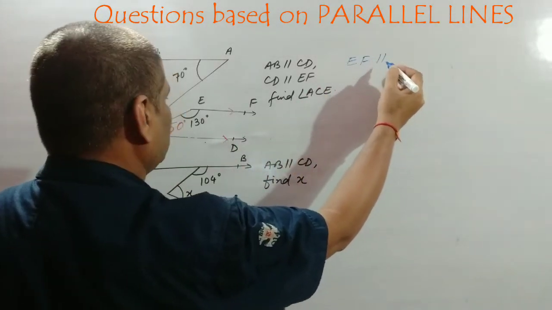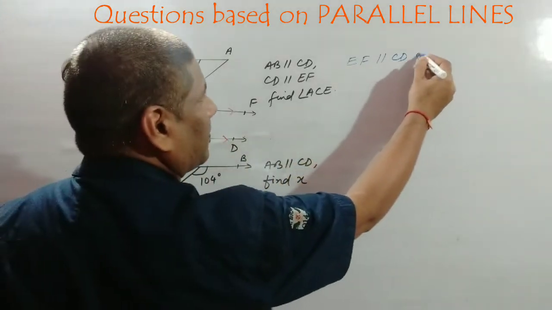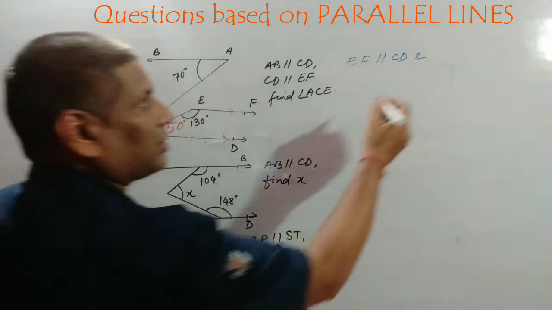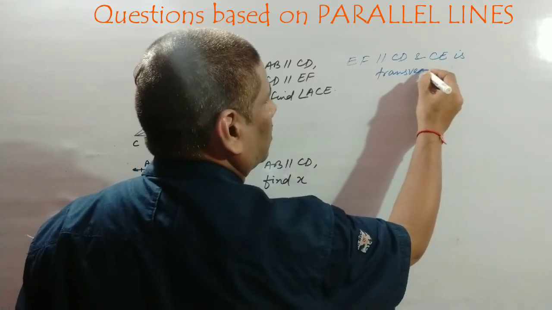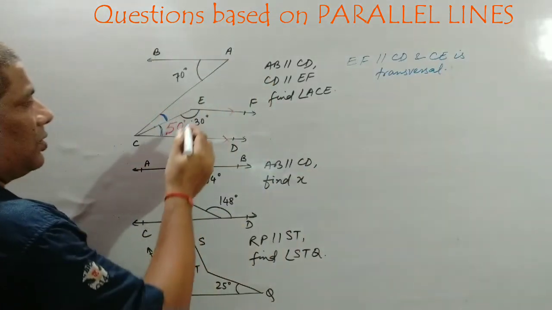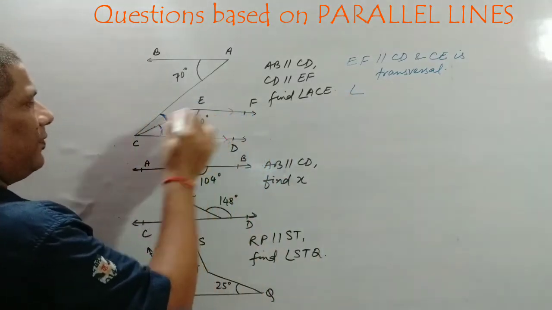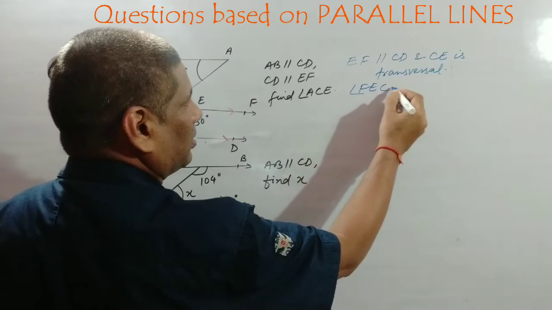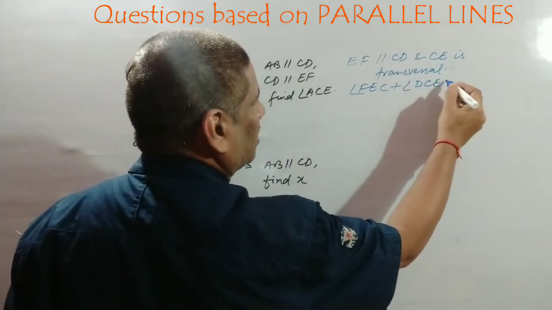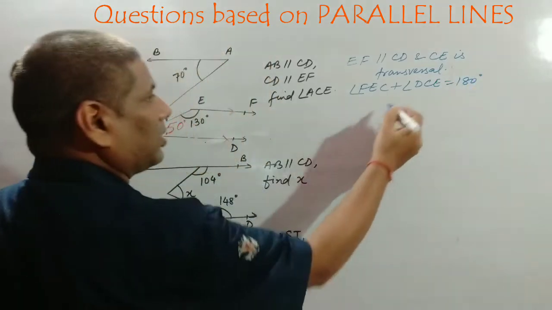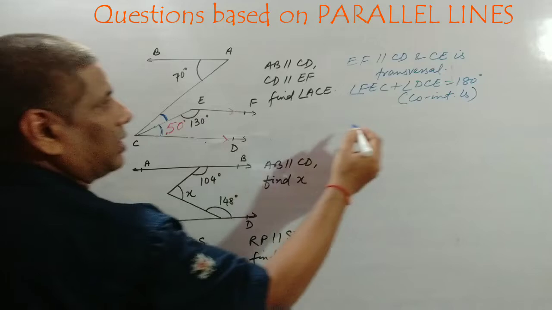EF is parallel to CD, and CE is a transversal here. So since it is a transversal, angle FEC plus angle DCE both make 180 degrees by co-interior angles. So this is 130 degrees.